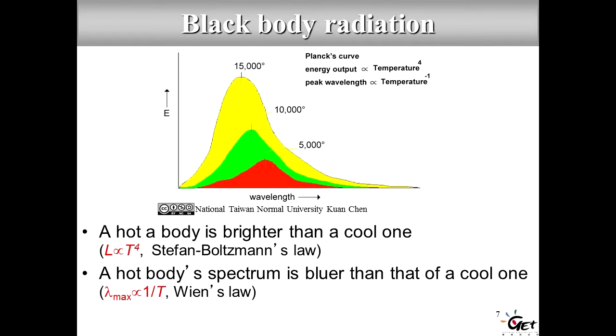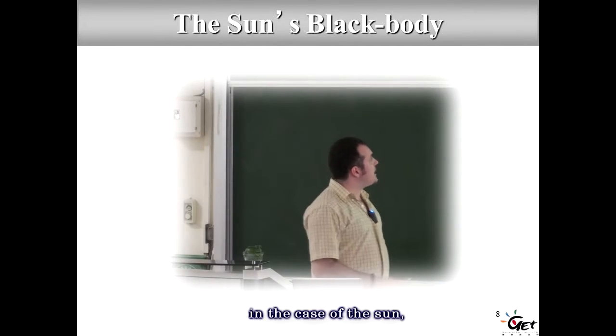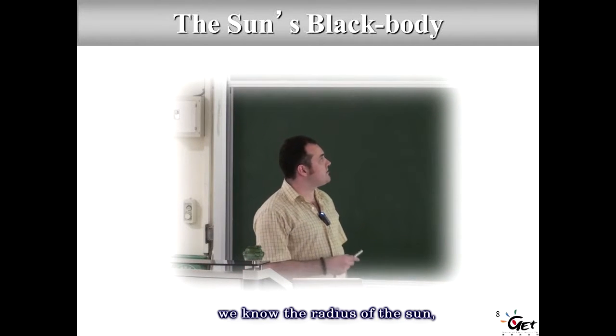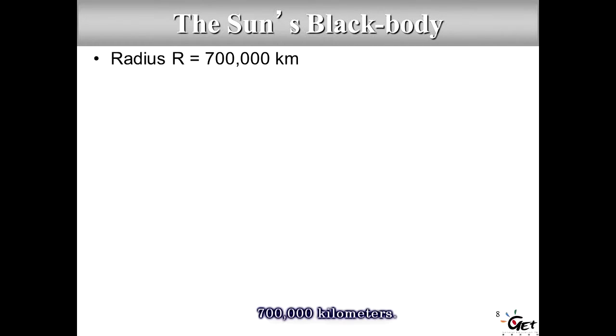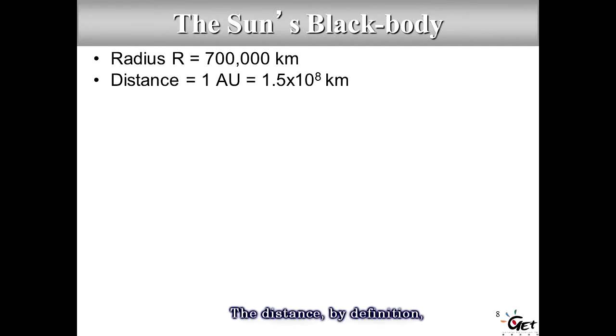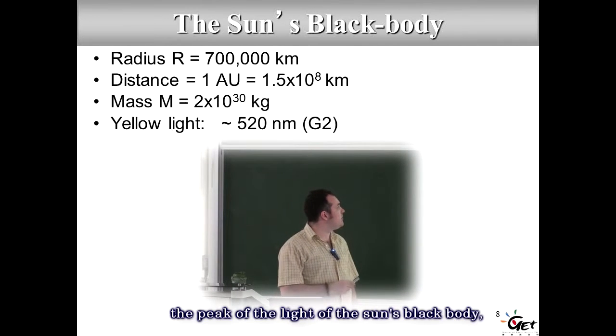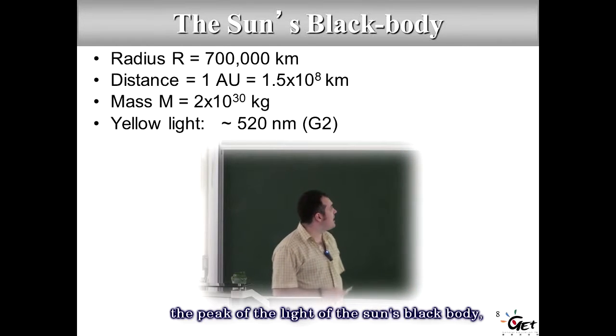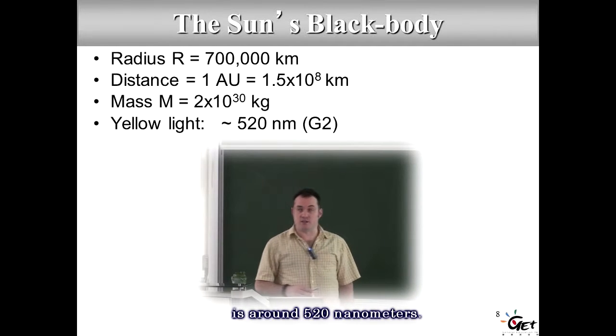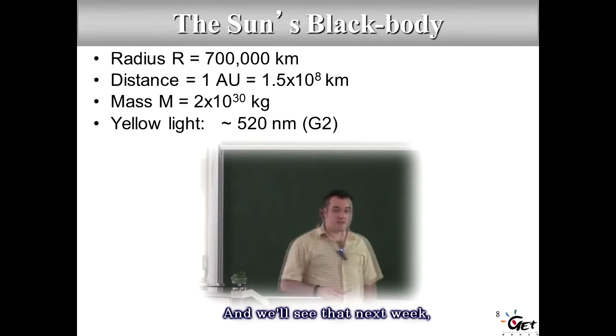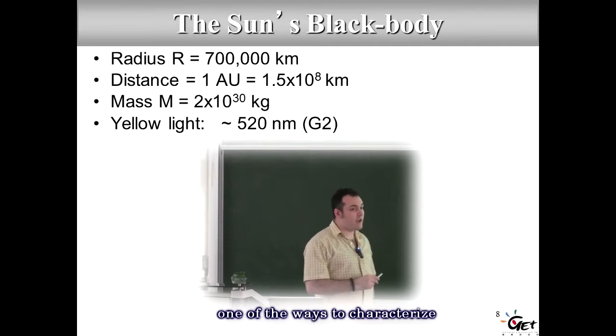We saw that already. So in the case of the sun, we know the radius of the sun. We can measure it, 700,000 kilometers. The distance, by definition, is 1 astronomical unit, or 1.5 times 10 to the 8 kilometers. Mass, once again, is an approximation, 2 times 10 to the 30 kilograms. And the peak of the light of the sun's black body is around 520 nanometers. And we'll see that next week.